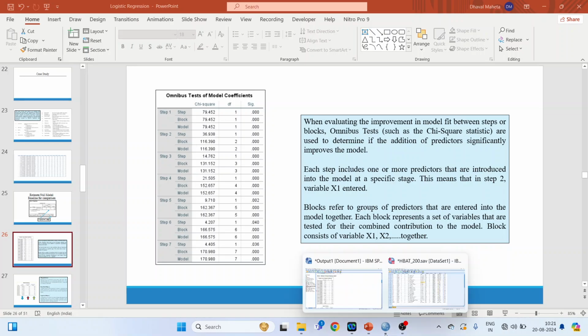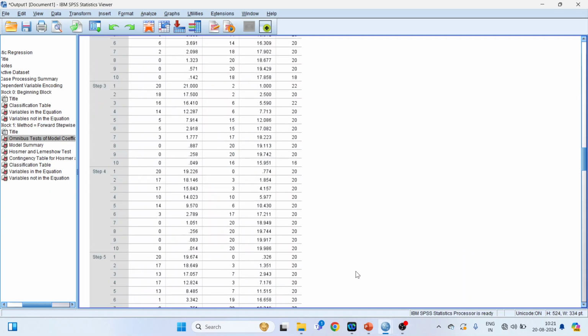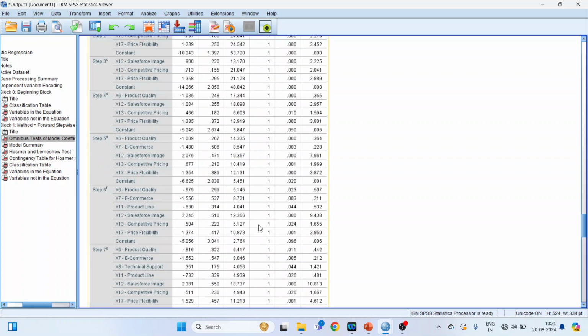See, let's understand this concept. The step shows which variables entered. So x12, x13, x17 were already present. x6 was entered. So that is a step. And together it is known as a block. Okay, let's proceed further.